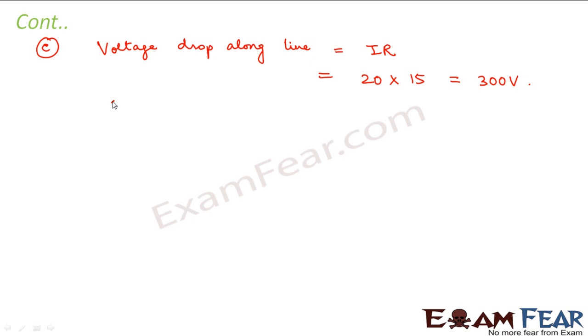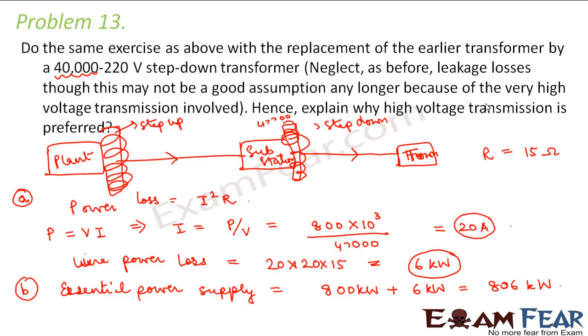And what about the third part of the problem? It asks us to find out the configuration of the step up transformer. For that we will find out the voltage drop along the line joining the transformer to the substation. So the voltage drop along the line will be equal to IR, where I is 20 amperes and R is 15 ohms, which is equal to 300 volts. Therefore, the step up transformer should be configured for 440 volts to 40,300 volts. So this should be the configuration of the step up transformer.